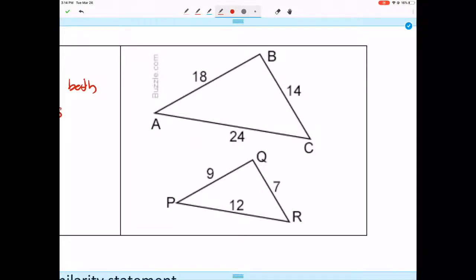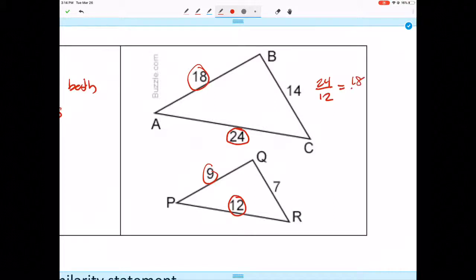One way to do that is to choose the largest side for both triangles. I'm going to do the large triangle divided by the smaller triangle, so 24 divided by 12. That should be equal to the next largest set, which would be 18 divided by 9, and then the next set, which is 14 divided by 7. As you look at that, that's 2 equals 2 equals 2, so they are all proportional. Since they're all proportional, we can say that they are similar by side, side, side.